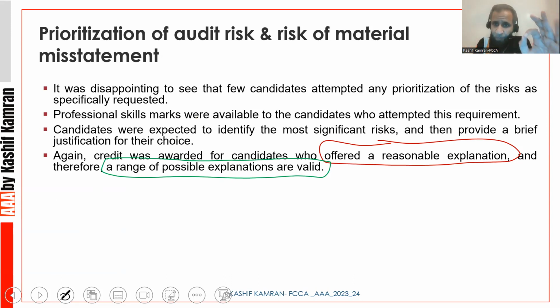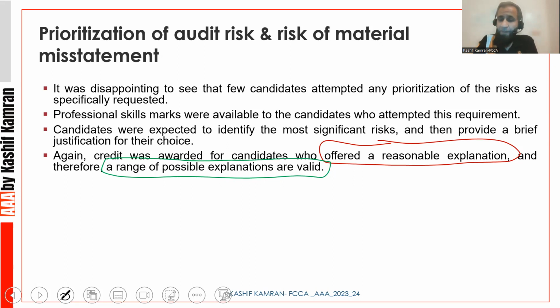Is there any one way to conclude it? Is there any one way to define the significance? Is there one way to prioritize it? No. But what is the examining team looking for at the end of the day? A reasonable explanation. So if you have justified your basis of significance, you get 1 mark for the skill. If I justify my basis of significance, I'll get 1 mark for my skill, apart from technical. So each of us will have different explanations.